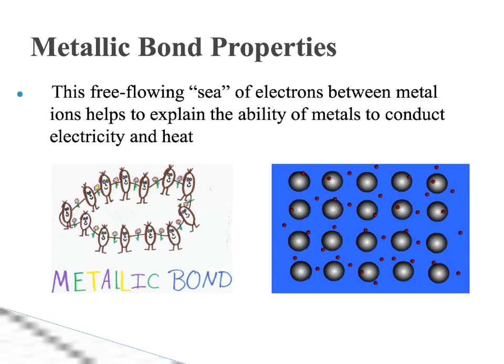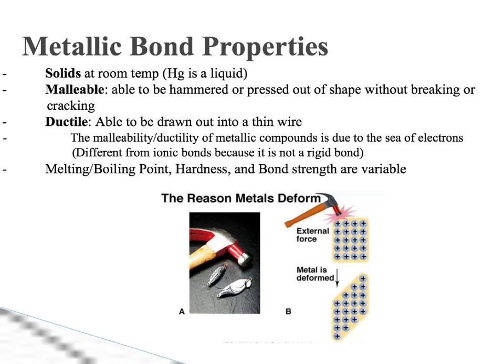In addition to conducting electricity, this also plays into why they conduct heat, but it allows the ability of that flow of energy in the form of electricity as well as other forms of energy. It allows for that flow to pass through a metal compound. All metallic bonds are solids at room temperature unless it's a metallic bond involving mercury, in which case it could be a liquid, but it usually isn't.